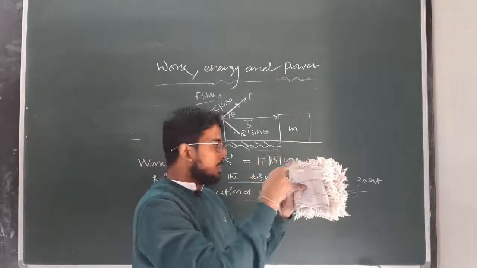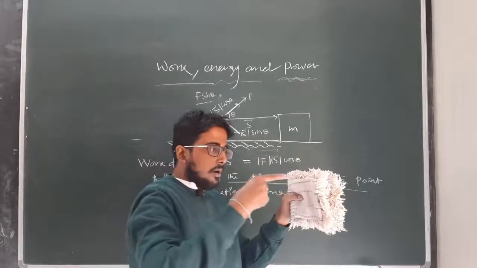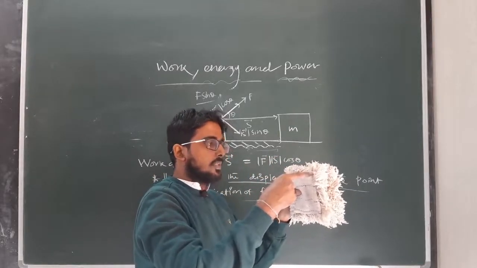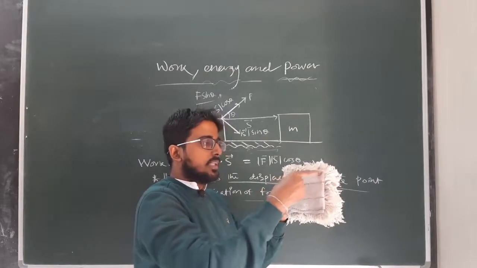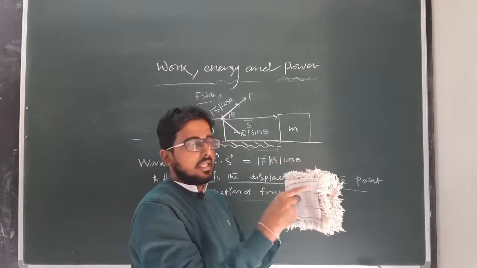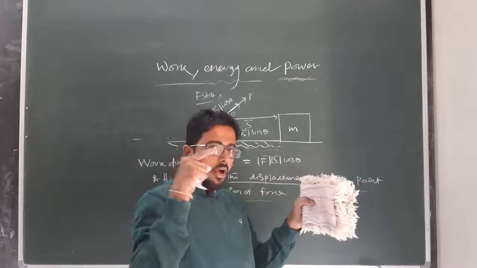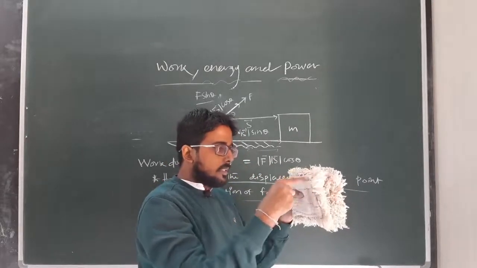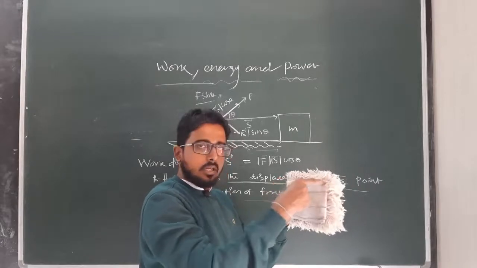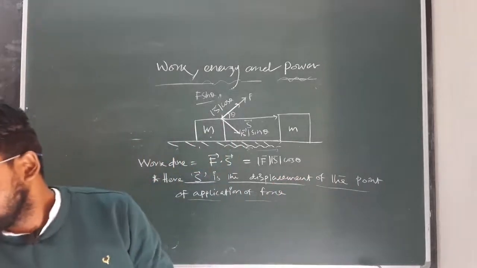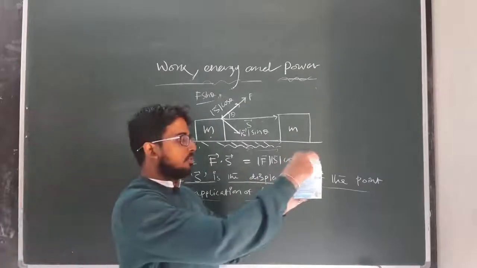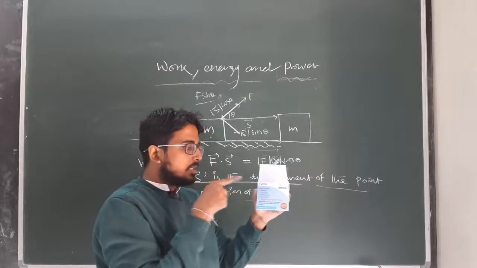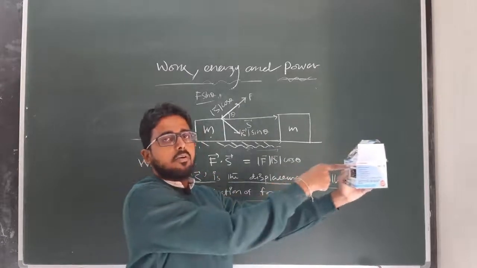So in this case, the work done will be the amount of applied force and the displacement of this point of application. As this point gets displaced but the complete body remains stationary, the work done will be the applied force and the displacement of this point of application. Clear? But in case of this, as this is a rigid body, if I am applying a force here, it gets displaced. So in this case, the displacement will be the displacement of the complete body.